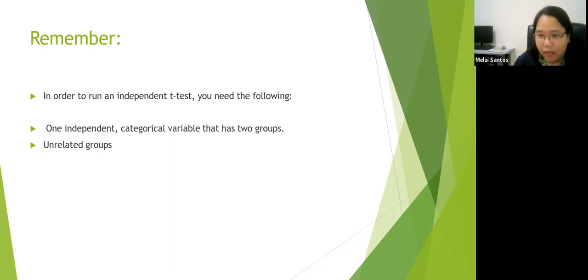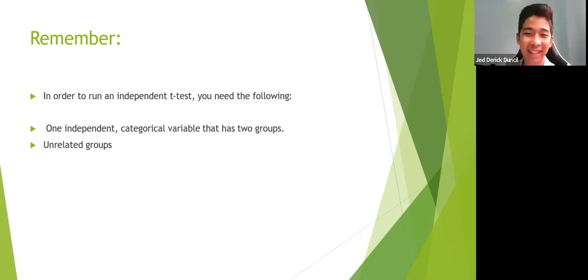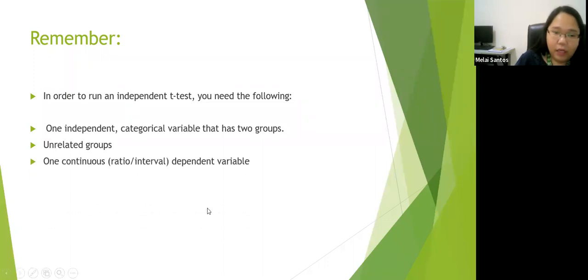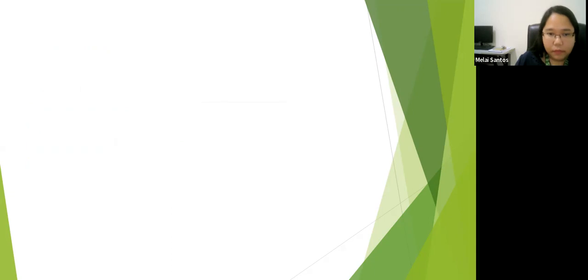Section A, Section B. Yes, Jed? Nursing and med tech. Very good. No. They only have 2 programs. But you will not be using this. So they should be unrelated groups. And then one is a continuous or ratio or interval dependent variable. The dependent variable is the one that you are testing.